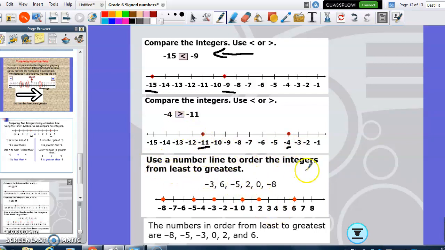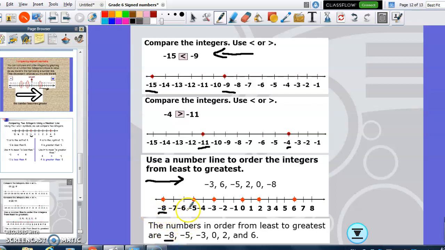Use the number line to order the integers from least to greatest. So we have these numbers and we are going to put them in ascending order: minus 3, 6, minus 5, 2, 0, and minus 8. So as we go to the right, the number becomes bigger. So for example, 6 is smaller than 7, or we can say 7 is greater than 6, 8 is greater than 3, 3 is greater than minus 1. So minus 8, since it is to the left, is the smallest number. So minus 8 is the first number.